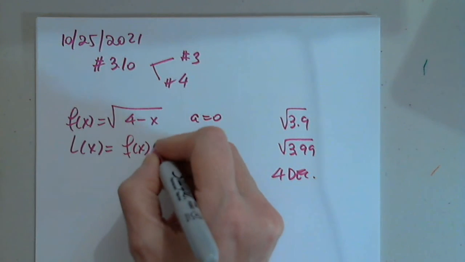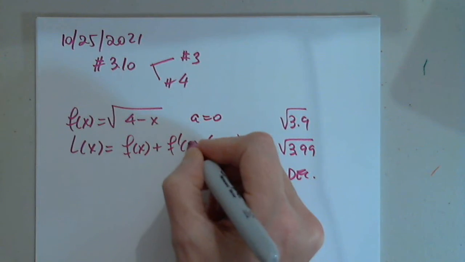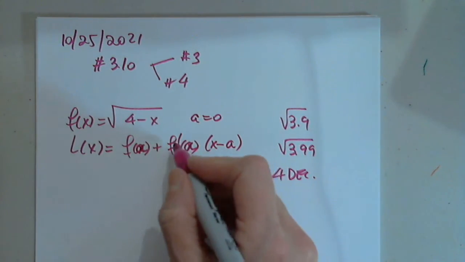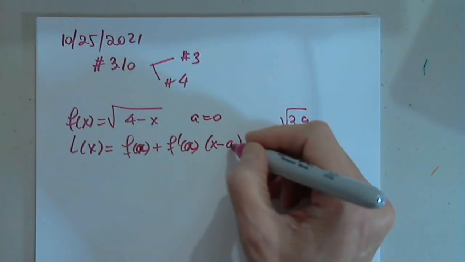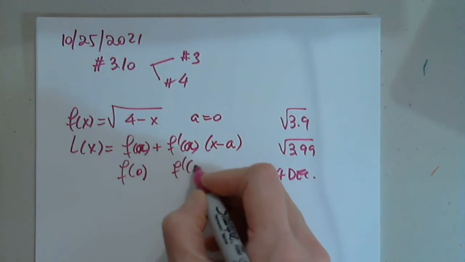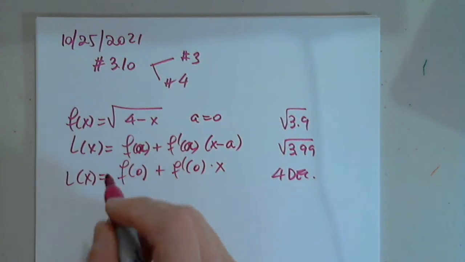The linearization is f of x plus f prime of x times x minus a. I'm sorry, of course: f of a plus f prime of a times x minus a. So a is 0. I have to find f of 0, find f prime of 0 and multiply by x. So this will be our linearization.